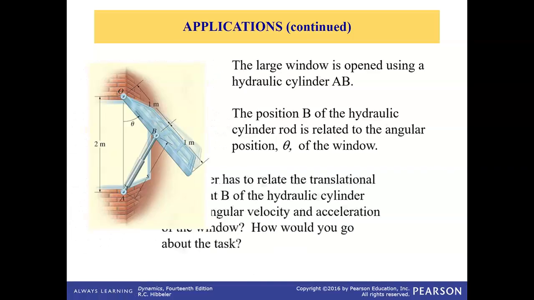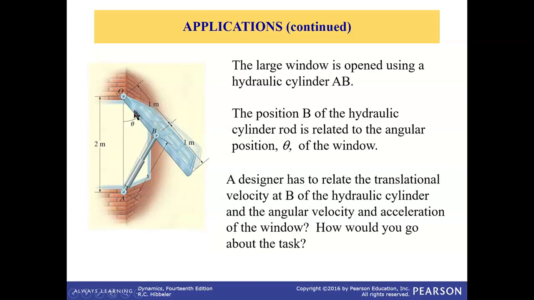This is another application example where this is a large window. It's heavy that we cannot open it manually. That's why we need a hydraulic cylinder. In fact, hydraulic cylinders can generate forces which are very difficult to produce by other means, such as mechanical. So the large window is opened using a hydraulic cylinder AB. The position B of the hydraulic cylinder rod is related to the angular position theta of the window.